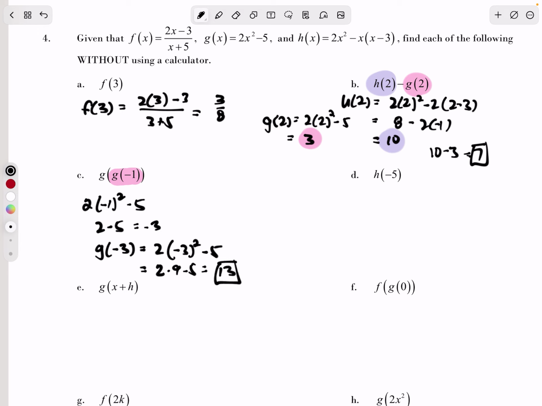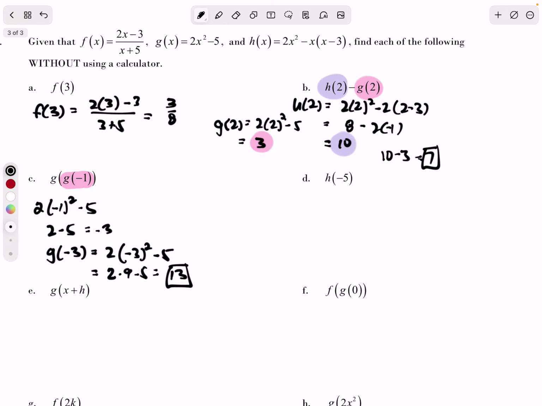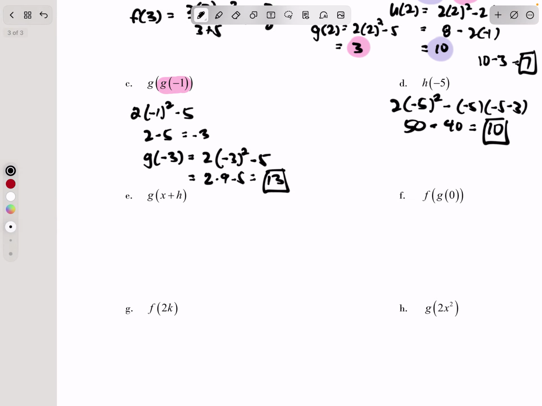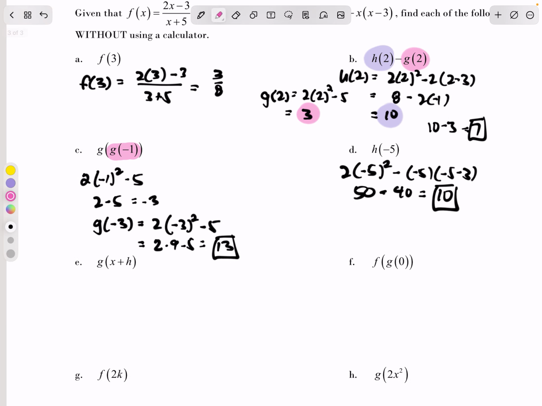That's 2 times -3 squared minus 5. 2 times 9 minus 5 should be 13, final answer. H of -5. I'm not a big fan of this h function. It's a little messy. 2 times -5 squared minus, check this out, -5 times -5 minus 3. All right, deep breath. -5 squared, 25 times 2 is 50 minus, and then -5 times -8 is 40. And isn't that just 50 minus 40, which is 10?